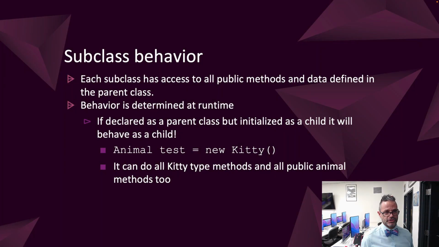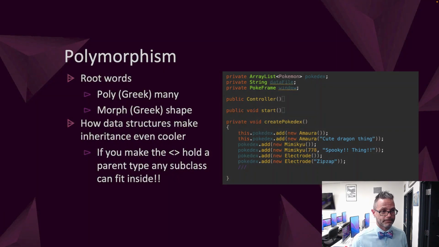Now, subclass behavior is the next thing we're looking at. Each subclass, again, has access to all the public methods and data defined in the parent class, and behavior, like I said earlier, is defined at runtime. So if we declare a variable as a parent class but initialize it as a child, it behaves as a child. Animal test equals new Kitty means that test is a Kitty, but it can be stored inside an Animal object. So I can put a list of all animal types and put that Kitty right in there with no problem. I can do all Kitty type methods if I use a cast on it, and it can perform all public Animal methods as well. So it can only do the Kitty type methods if we cast it properly. That's the only thing you have to keep in mind.